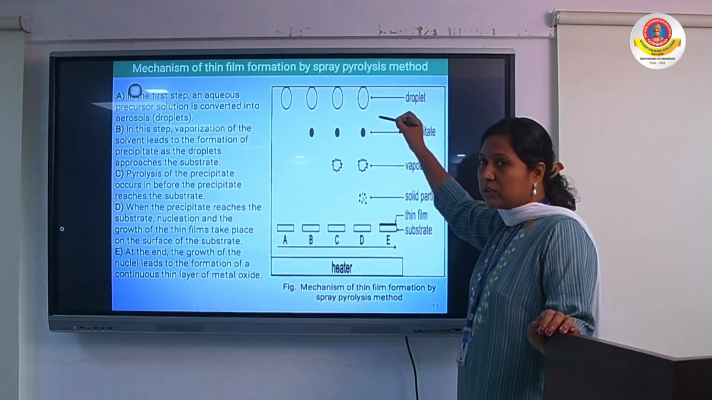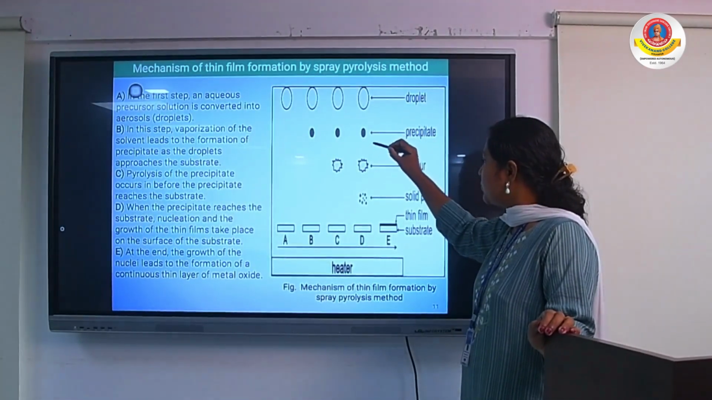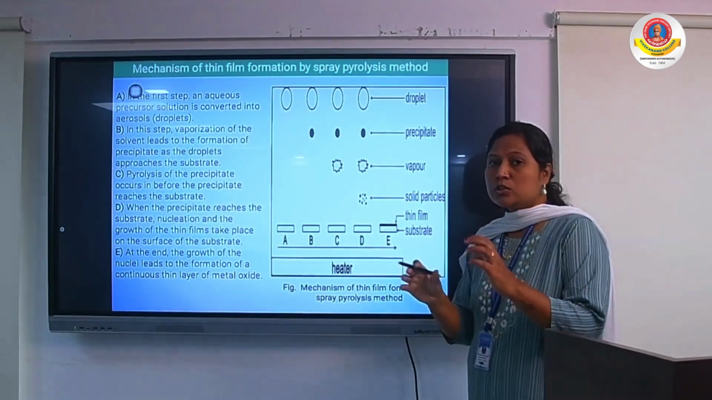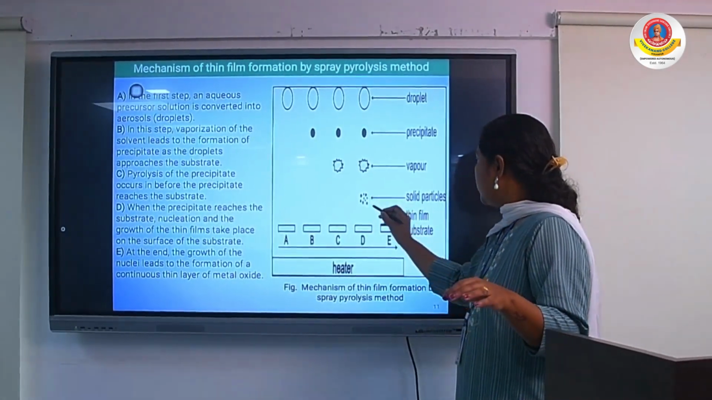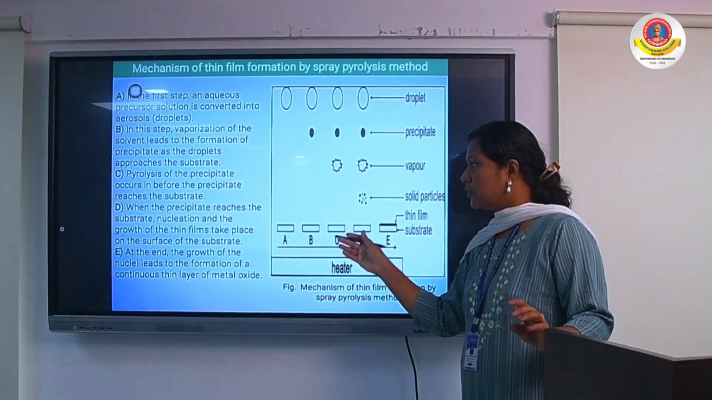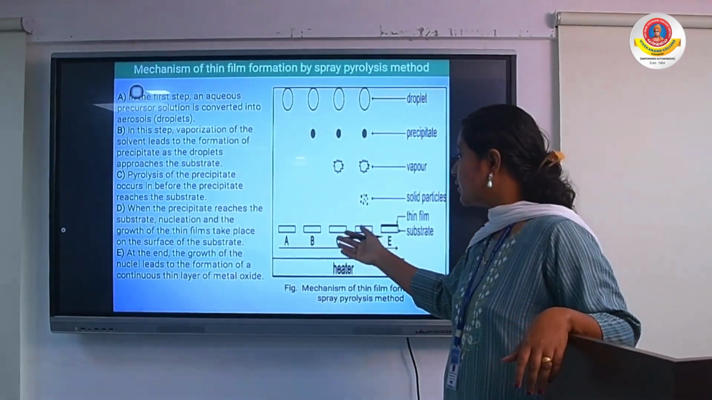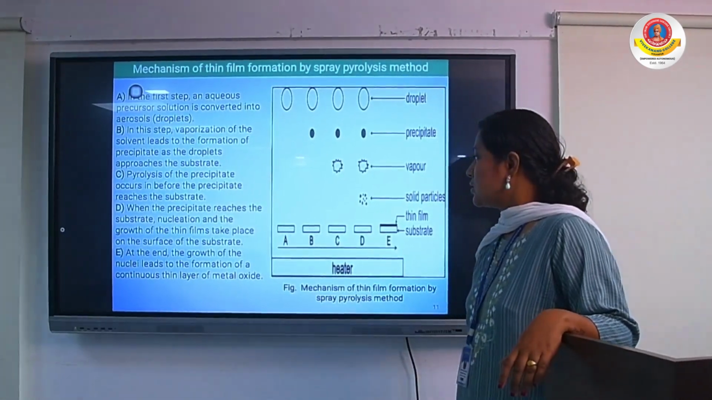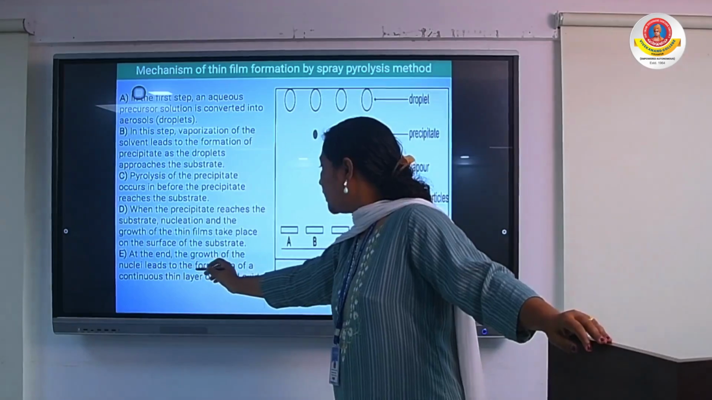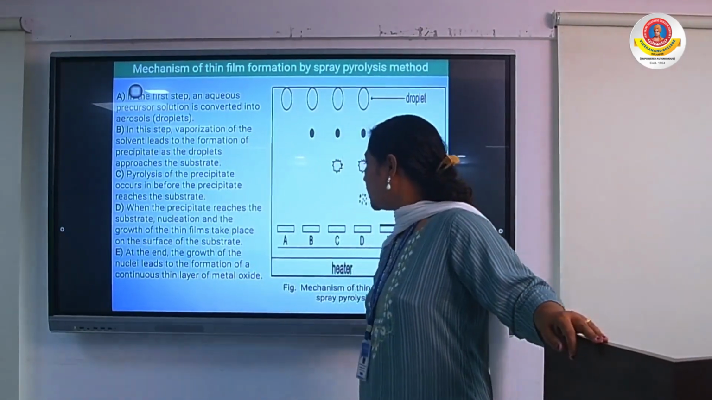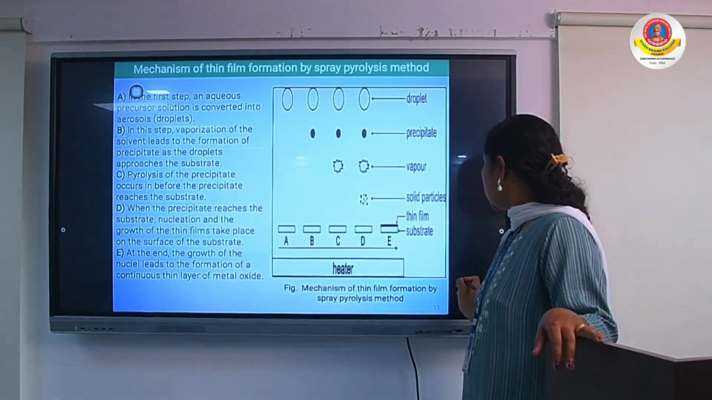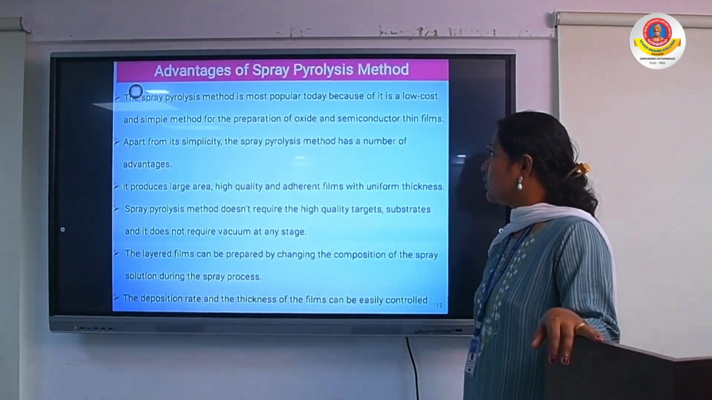Here first is the aerosol formation, which involves evaporation and precipitation. Thereafter vaporization or precipitation, and then solidification takes place. Finally a thin layer of material forms, with nucleation and growth of the thin film onto the substrate. In the last stage, the growth of the nuclei leads to the formation of a continuous thin layer of a metal oxide thin film. So this is the mechanism of thin film formation in the spray pyrolysis method.